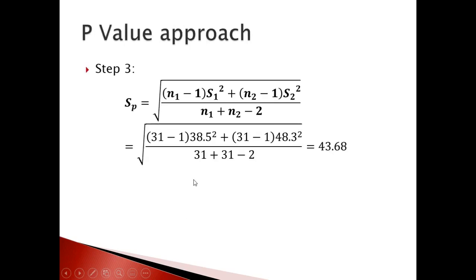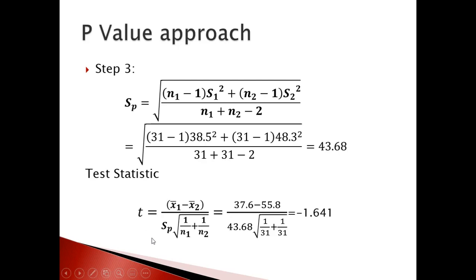Step 3, calculate the SP using this same giant equation. So we have that value 43.68. Then we have to calculate the test statistic using this: t equals x1 bar minus x2 bar divided by SP times the square root of 1 over n1 plus 1 over n2. We have the same value that we had last time, negative 1.641.